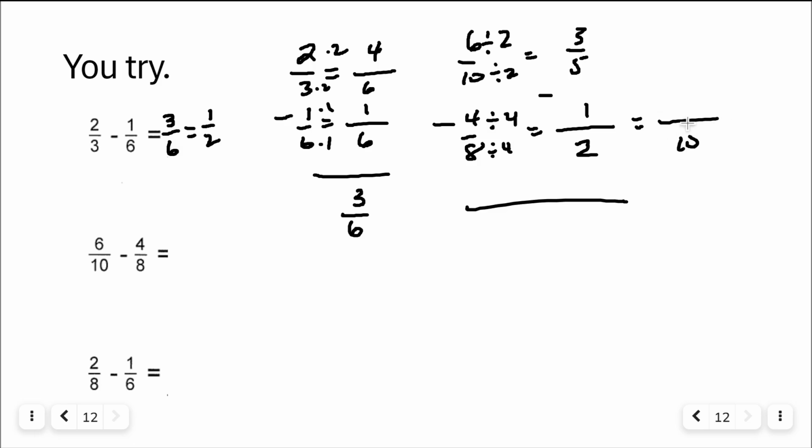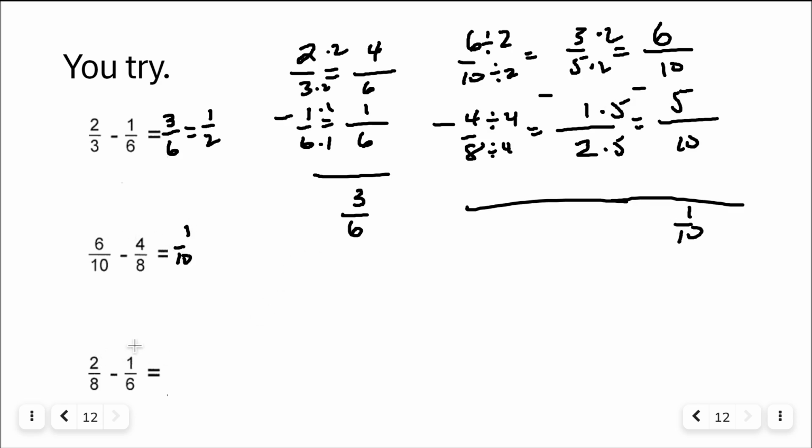Common denominator is a 10. So I'll multiply the top fraction by 2 now. It gives me 6 over 10. So I'm back to 6 over 10 again. Multiply the bottom one by 5, 5 over 10, which leaves me with 1 over 10.